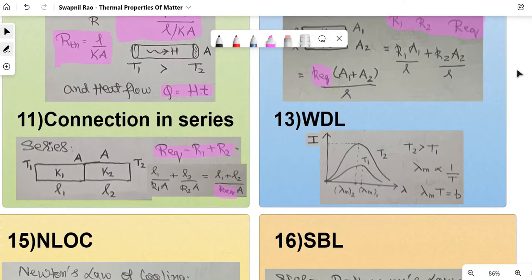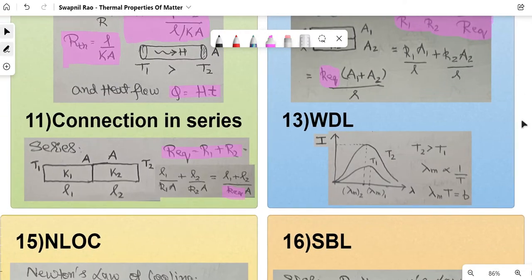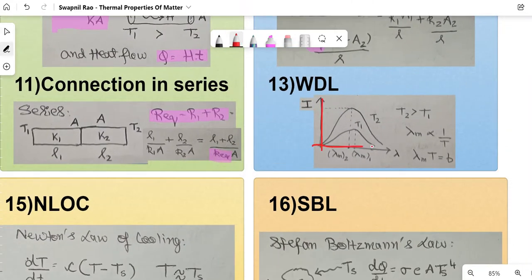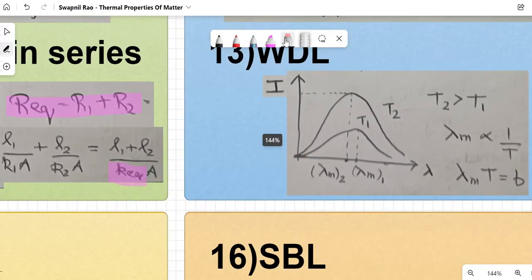Next one would be WDL, which means Wien's displacement law. I'm not sure how to pronounce it, I'll be honest. So here, as you can see, the graph is going to be intensity versus wavelength, which would be lambda. So at temperature T2 the graph is like this, and at temperature T1 the graph is like this. When you try to extrapolate the maximum wavelength by using the dotted lines, as you can see over here, that's what I've done. You'll be getting the maximum wavelength over here as lambda m2, and over here you'll be getting it as lambda m1. I've put the dots so that you'll know which one I'm referring to.